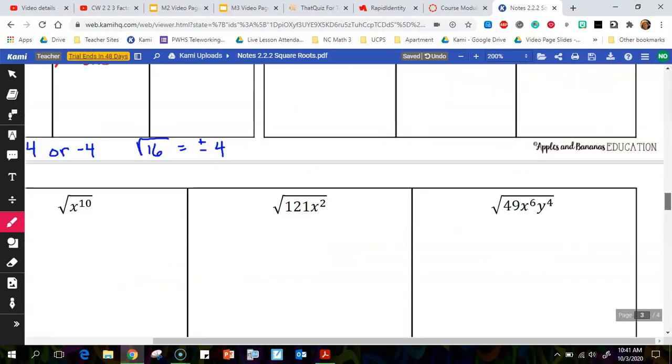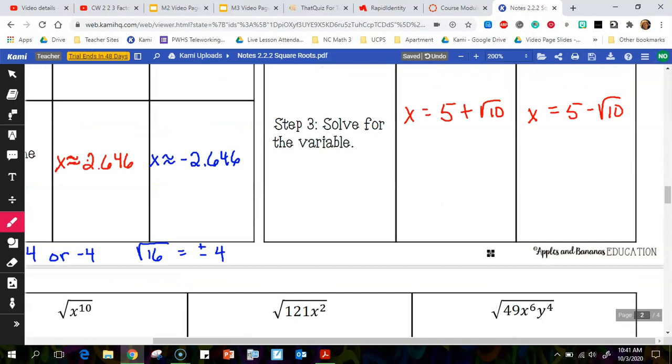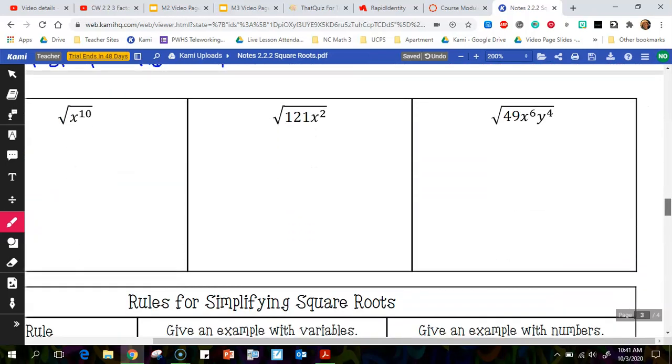I would not have you do the decimal part. I would have you leave it like this. So we would say x equals 5, and then we could do a plus or minus square root of 10. The reason I'm leaving it like this is when we do quadratic formula, we want to leave it like this. Also, for math 3, you don't want to go any further than that. We don't want to see the decimals because those are not exact answers.